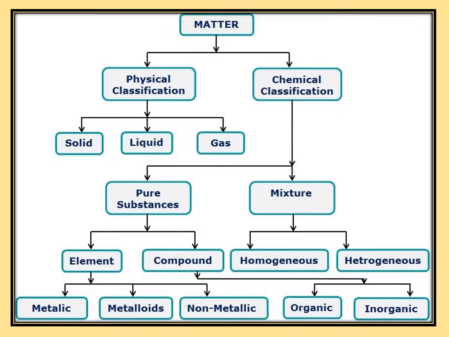Now pure substances are again subdivided into elements and compounds. Elements are then subdivided into metallics, metalloids and non-metallics, whereas mixtures are of two types: homogeneous mixtures and heterogeneous mixtures. Compounds are again categorized into organic compounds and inorganic compounds.